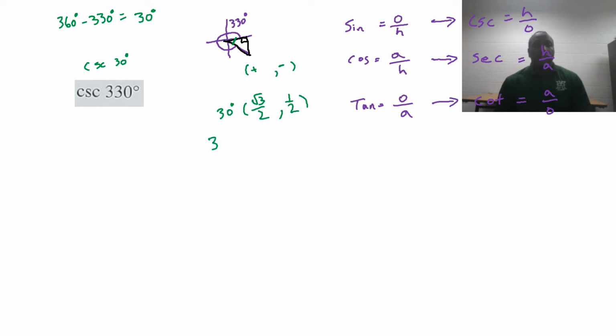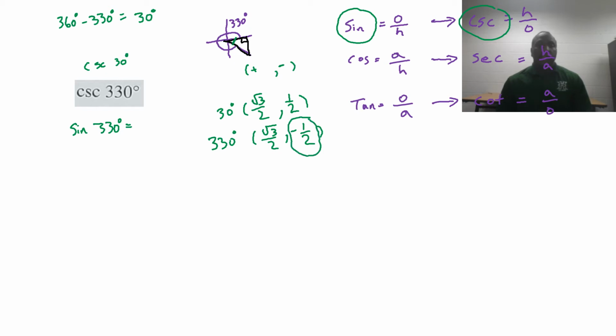For 330 degrees, what would that point look like? Well, we know that the x value is still going to be positive, but our y value is going to be negative. So we know cosecant is related to the sine. So let's figure out what the sine of 330 degrees is. From what we have here, the sine of 330 degrees is negative 1/2.